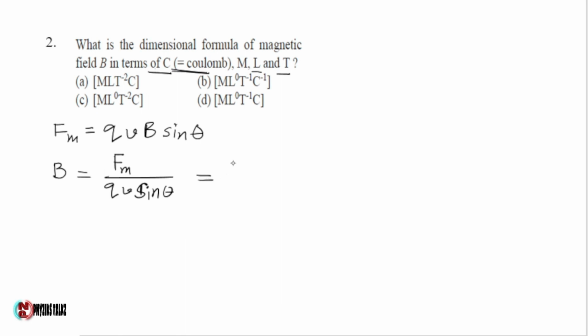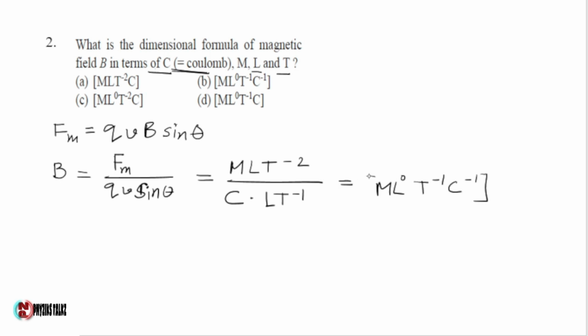The dimensional formula of F is MLT^-2. Dimensional formula of Q is taken as C and V as LT^-1, and sin theta is a dimensionless quantity, so the dimension is ML^0 T^-1 C^-1. So this is the dimensional formula of B in terms of C. So the correct option is option B.